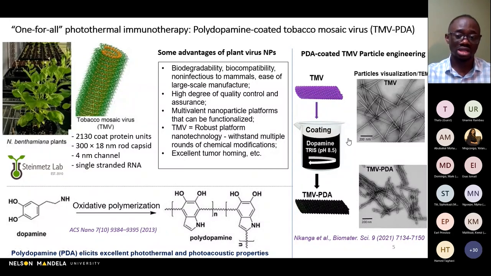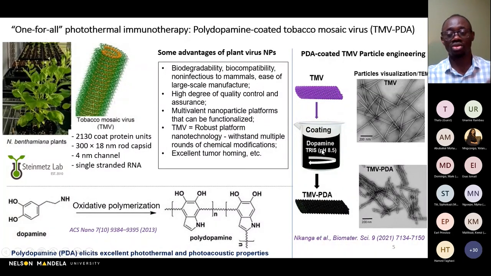I'm not discussing that here. Here I'm mostly focusing on, I lost this slide. I'm focusing on the photothermal capability rather. So this is how we made the polydopamine, I will be calling it PDA, polydopamine-coated TMV for tobacco mosaic virus.